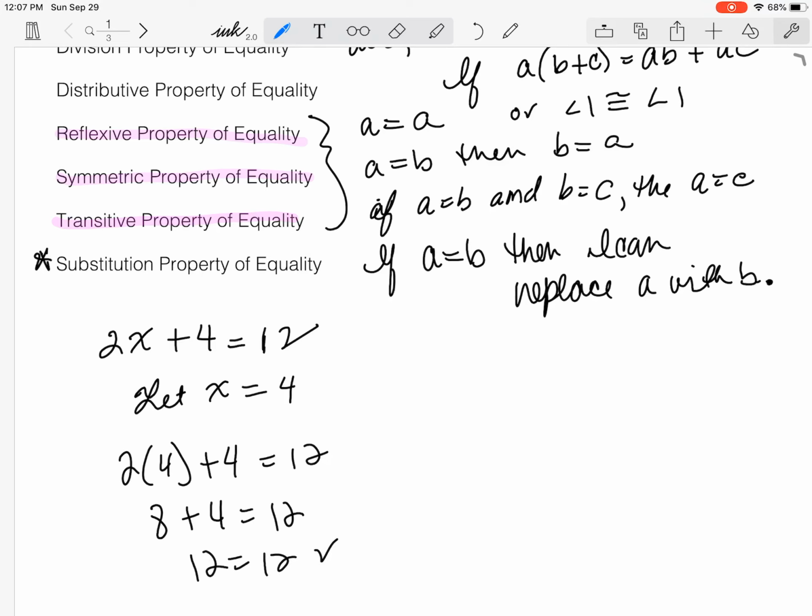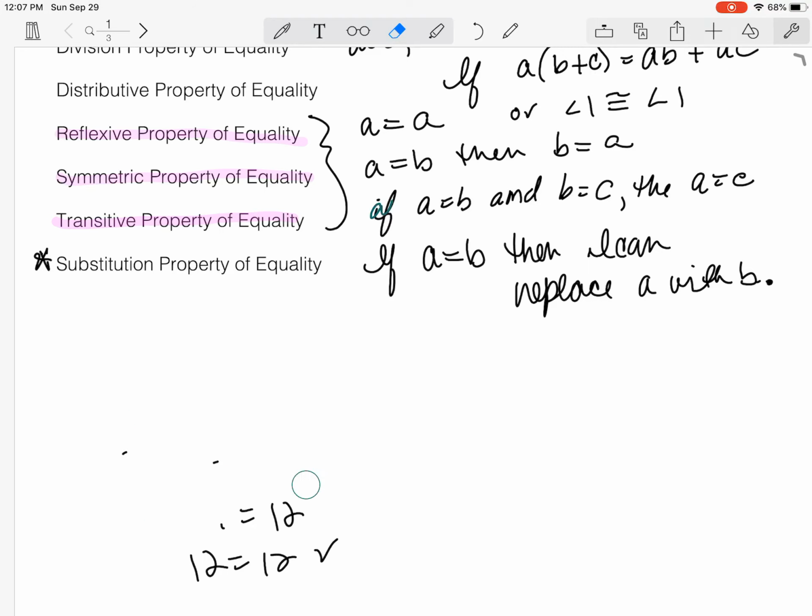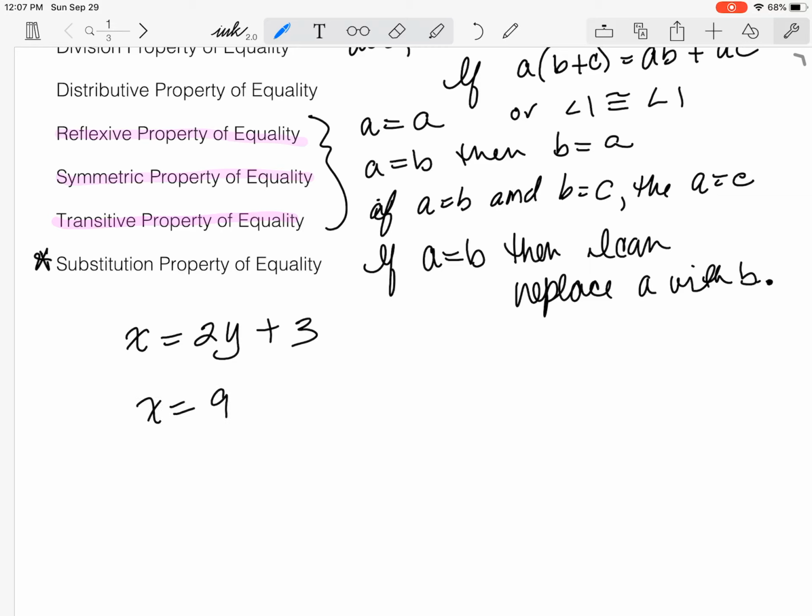But the substitution property is saying that we can substitute that value in for this. I could even, for example, say x is equal to 2y plus 3. And I say that x is also equal to 9. That lets me know I can substitute this value in for x. So I can say 9 is equal to 2y plus 3 and solve for y. That's what the substitution property says.